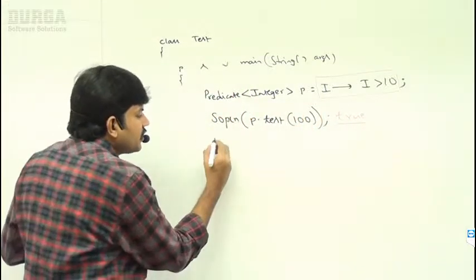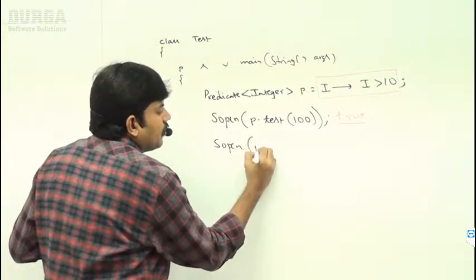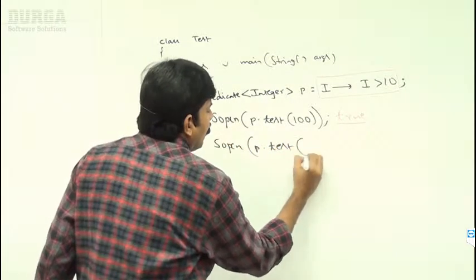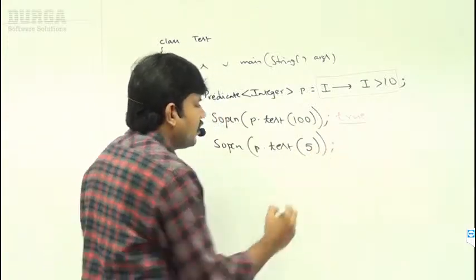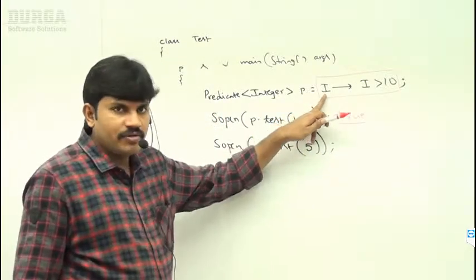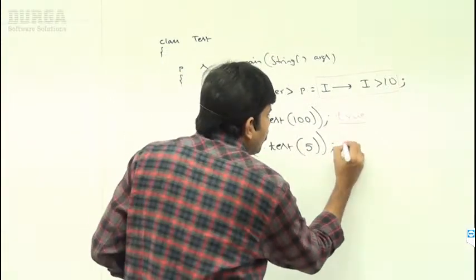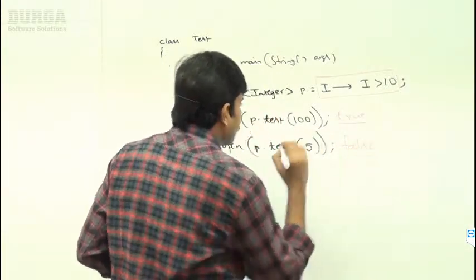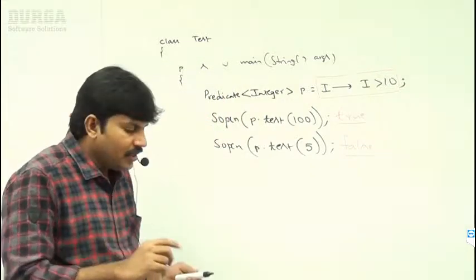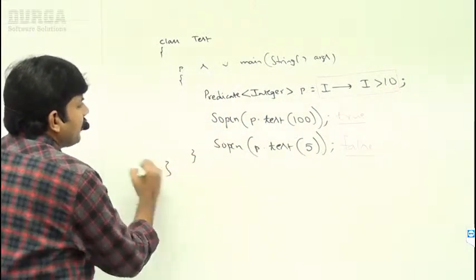Next, in the same way, System.out.println p.test(5) I am taking. Now the I value will become 5. Is 5 greater than 10 or not? No. What output will we get by default? False is the answer. Everyone can understand that, okay? Now, that's all, end of this one.